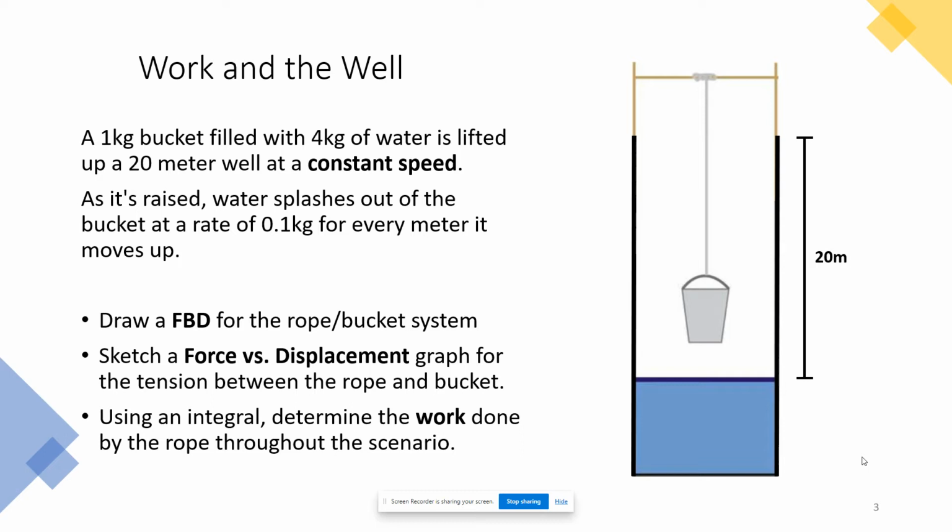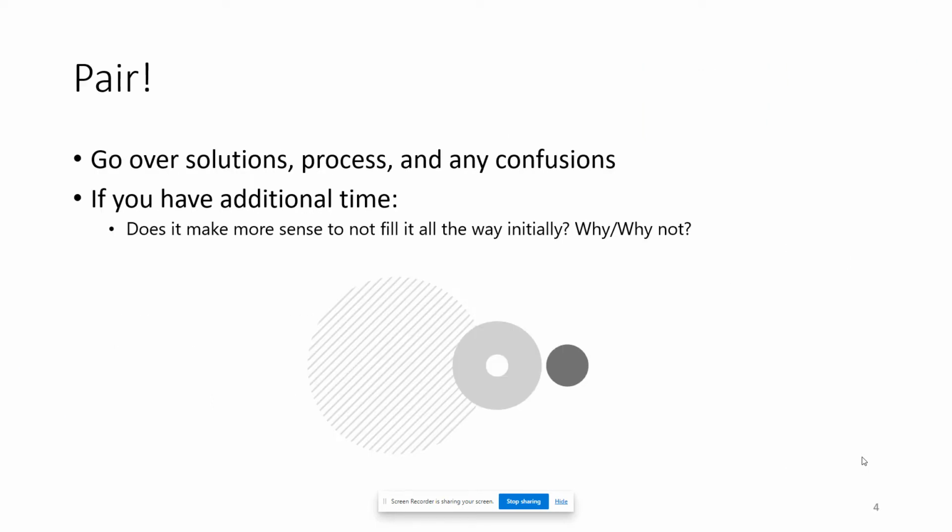Sketch a force versus displacement graph for the tension between the rope and bucket. And then using an integral, determine the work done by the rope through the scenario. So pause the video, take a try. An additional question, if you want to try and answer: does it make more sense to not fill it all the way initially? Why not? Pause, think about it for a minute.